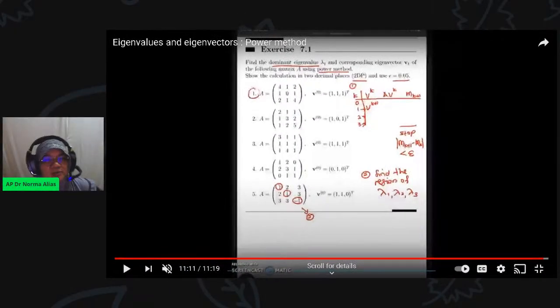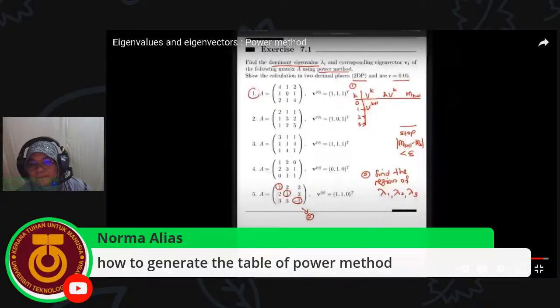So I want to make sure that you know how when you are using the power method. All right, so the next question here: how to find the dominant, right?